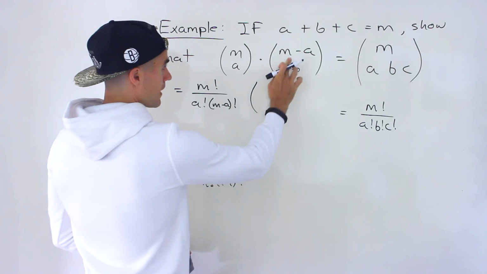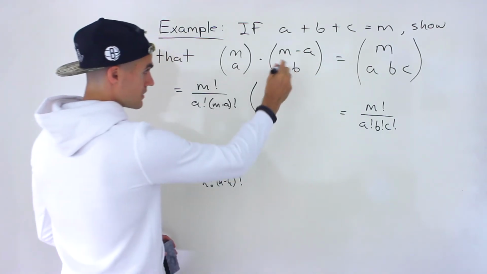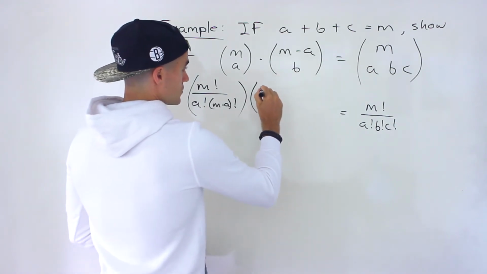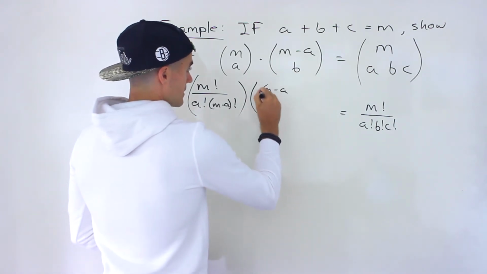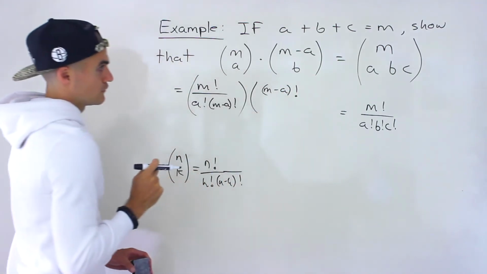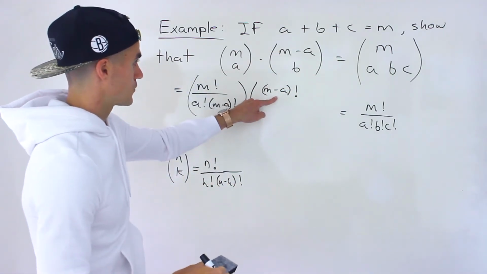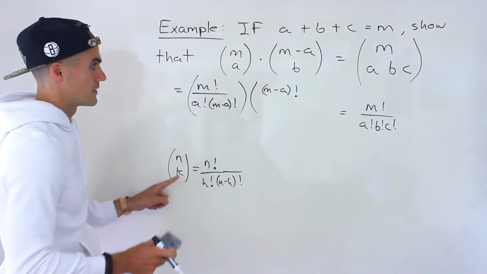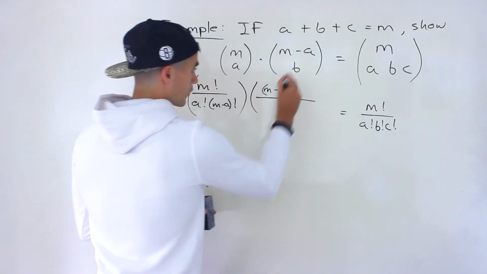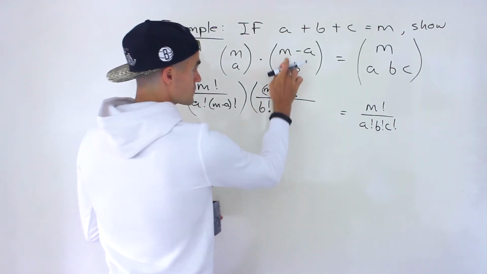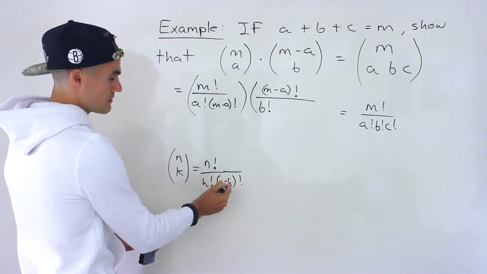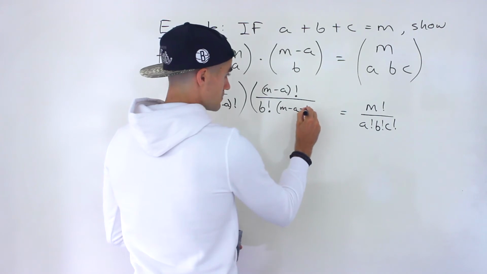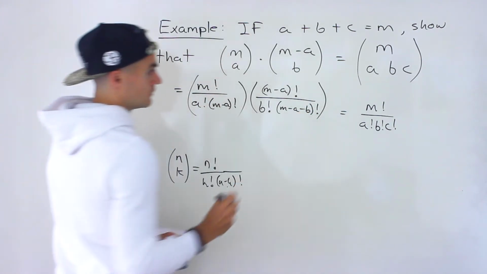And then we're going to multiply it by m minus a choose b. So put this in brackets, this here is going to be m minus a factorial, the top factorial. So the m minus a is like this n here, and then the b is like the k. And so this is going to be all over b factorial. And then we subtract these, n minus k factorial. So we're going to do m minus a minus b factorial, like that.